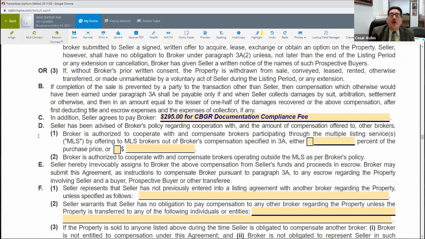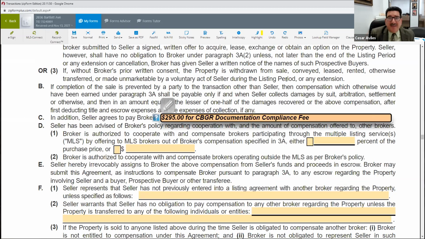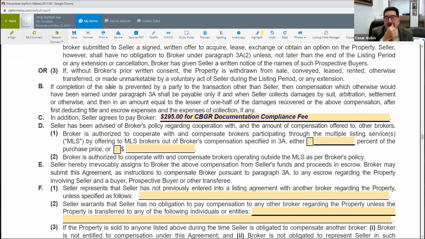Now, right here, all of our templates, when you come up with a purchase agreement, it already has the pre-printed text, right? And it says, in addition, the seller has agreed to pay our broker $295 for Coldwell Banker George Realty documentation compliance fee. There's nothing about transaction management. There's nothing about transaction coordinator. This fee is a document compliance fee. It is for us to be able to have SkySlope, digital signature, broker version. This is just a fee that we charge.